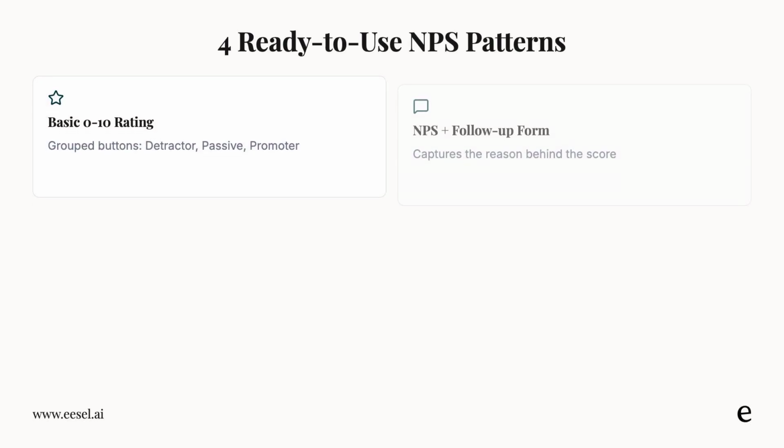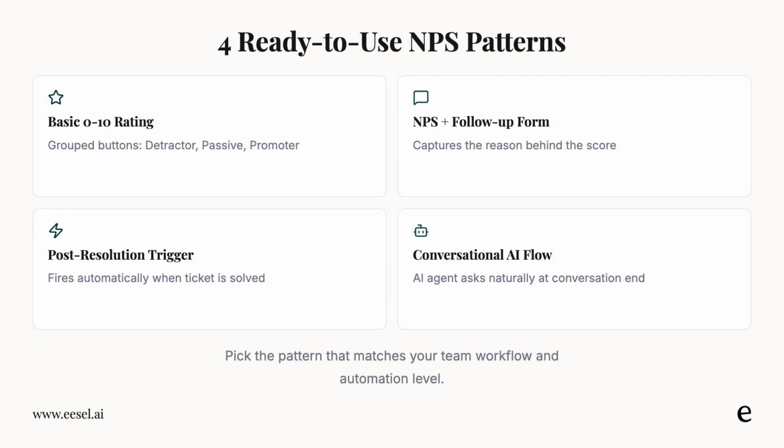There are 4 NPS patterns worth knowing. The basic grouped version uses 3 buttons for detractor, passive, and promoter. The follow-up form captures the reason behind the score. A post-resolution trigger fires automatically when the ticket closes, and the conversational AI flow lets an agent bot ask naturally at the end of a resolved chat.